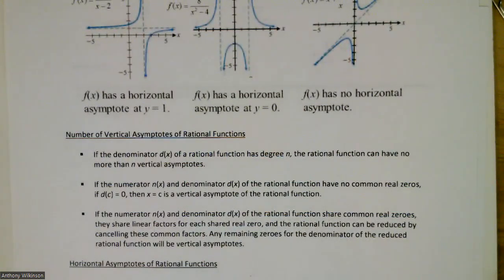Now, if the numerator, n of x, and the denominator, d of x, of a rational function have no common real zeros, then if d of c is equal to 0, then x is equal to c is a vertical asymptote of that rational function. All right, what they mean by common real zeros, when you factor it out, that means you probably... No common real zeros.